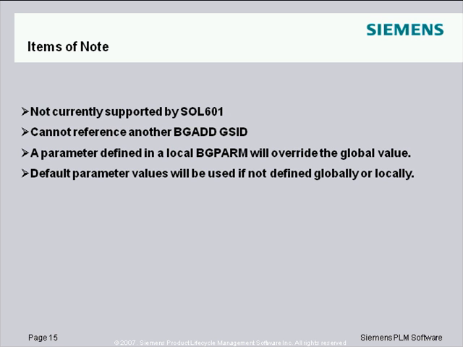Again, as I mentioned previously, parameters defined in a local BG Parm override the global value. So you can set globals if the greater majority of your sets use the same values, and then set up a single local parameter for the 1 or 2 odd sets out that need a different parameter. And then, again, defaults are still used if not specifically defined.